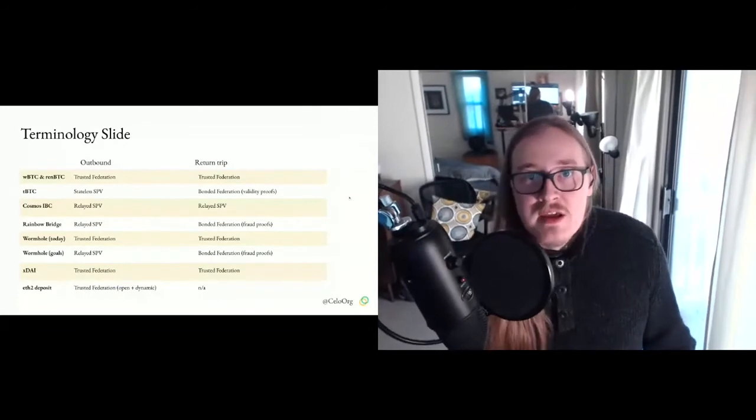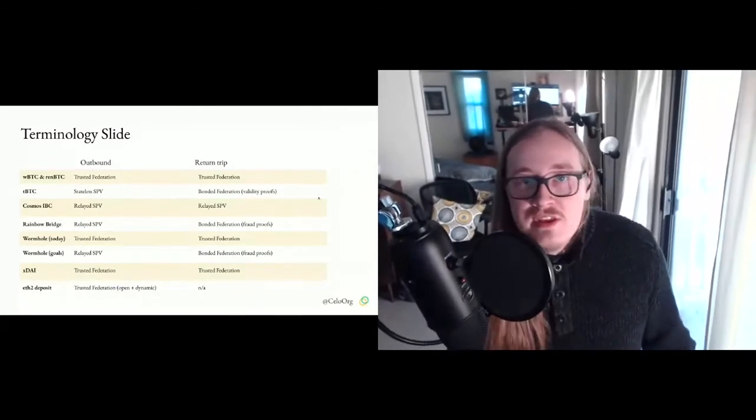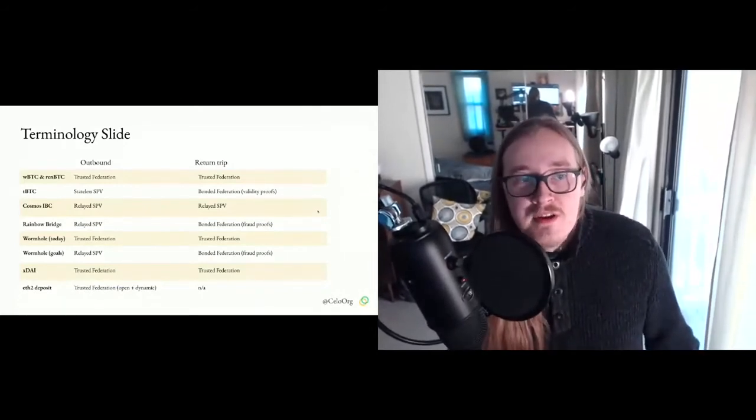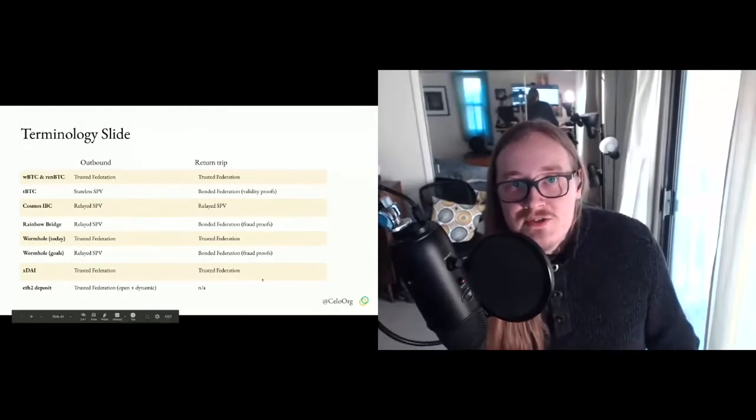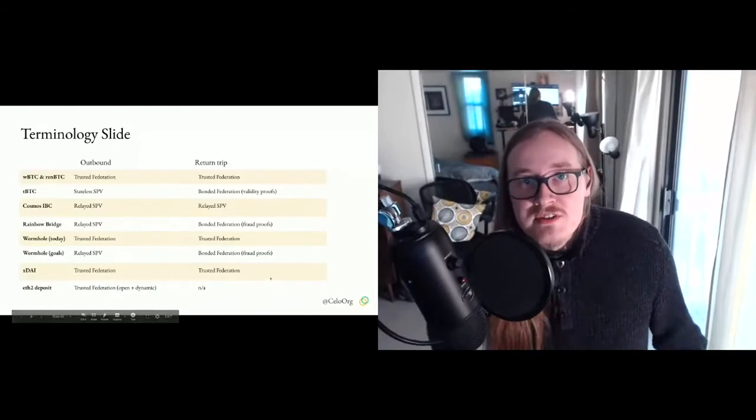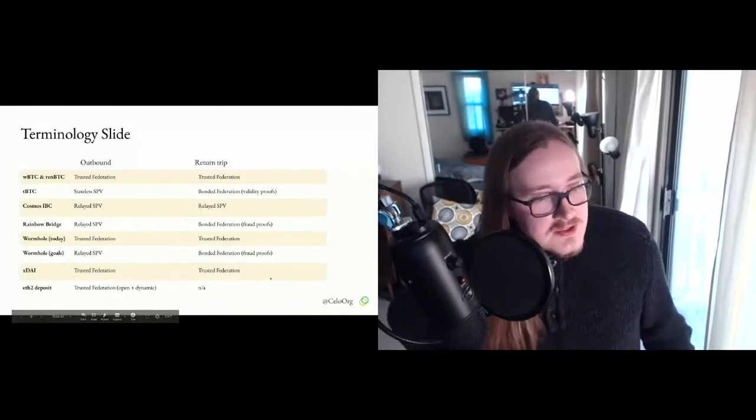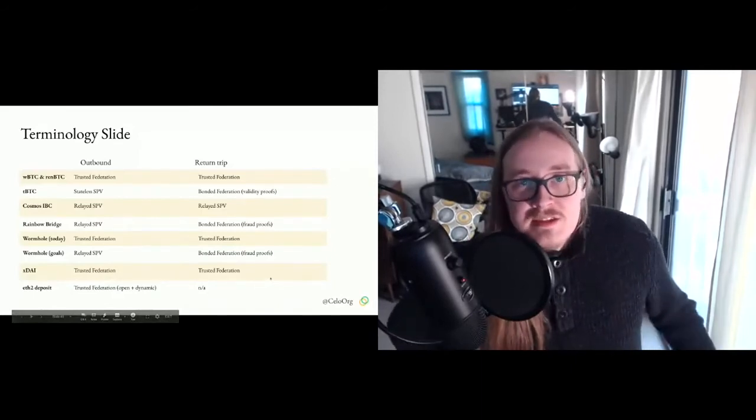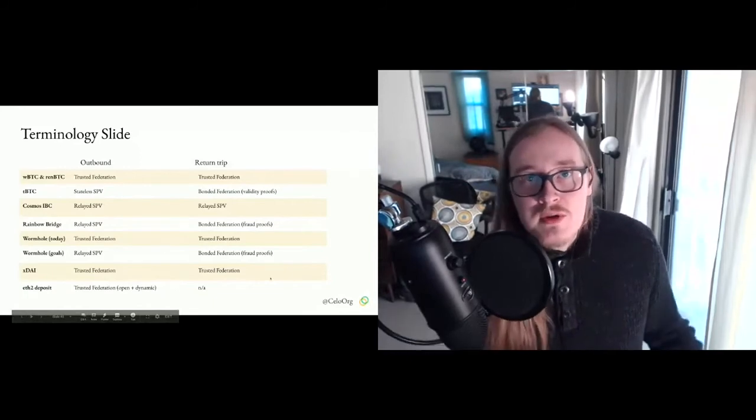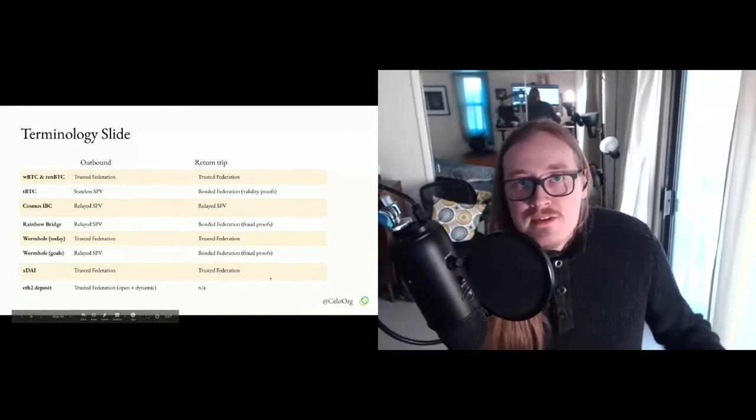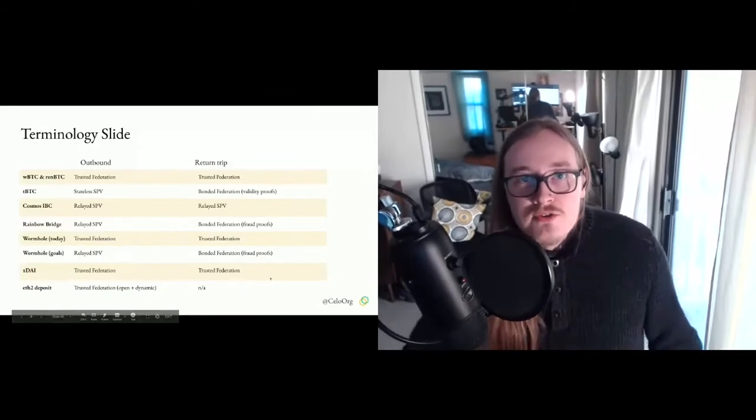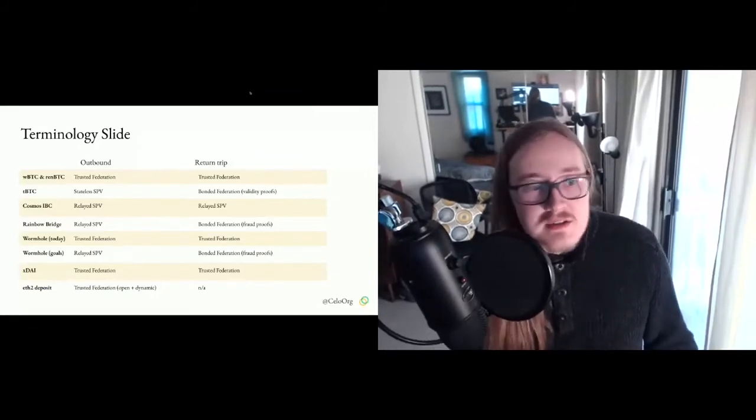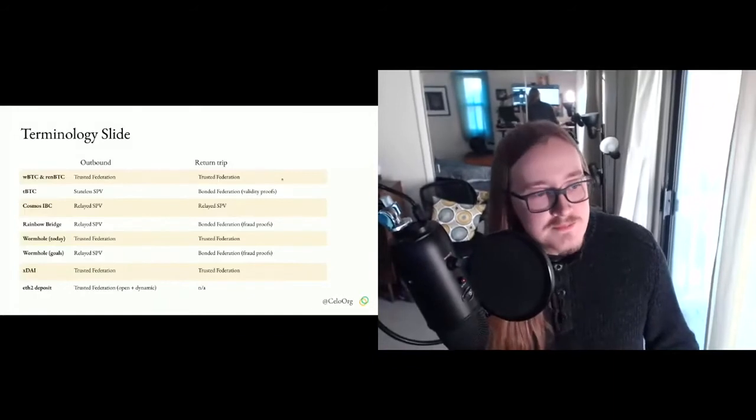XDAI, the POA network, is a fully trusted federation. They're looking to move towards an open federation. And lastly, we have the ETH2 deposit contract, which is just a trusted federation right now. There's no actual consensus level communication happening between ETH1 and ETH2. You have the open dynamic federation of ETH2 validators who are trusted to issue new deposits when ETH1 is moved.